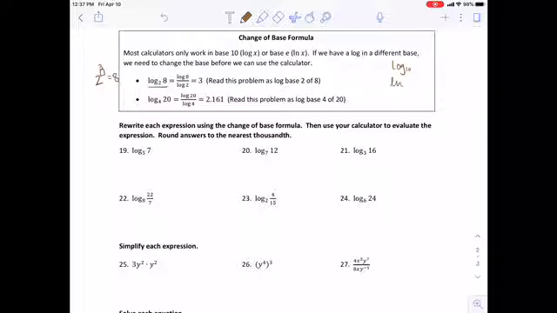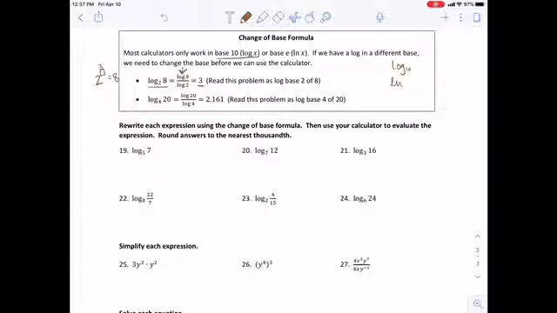We need to change it into a base the calculator can use. And I usually just use log base 10 instead of natural log, but you could use natural log as well. So to turn this into something the calculator can handle, I write it as the log of 8 over the log of 2. Then if you type into your calculator log 8 divided by log 2, your calculator will tell you that that equals 3.